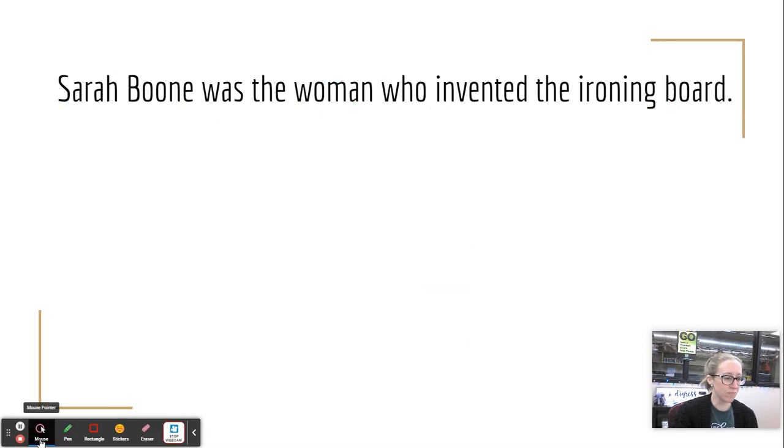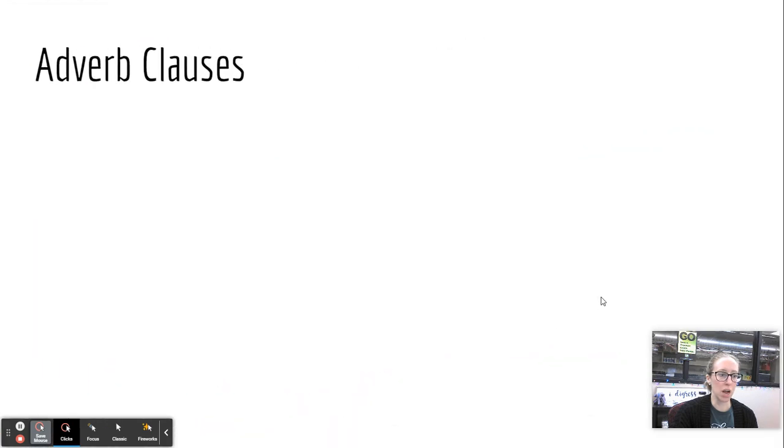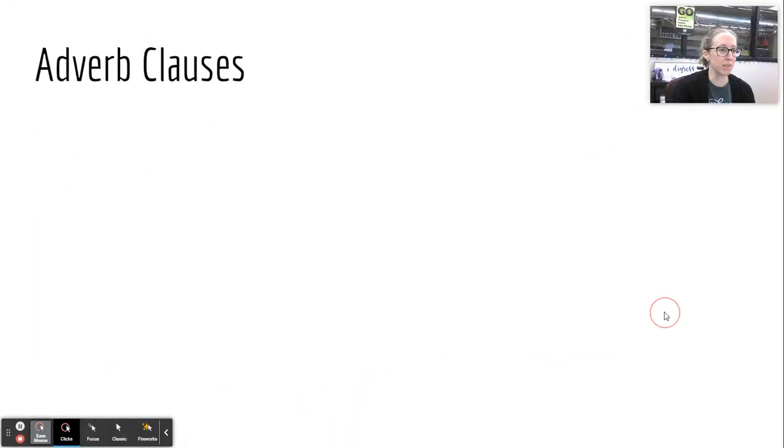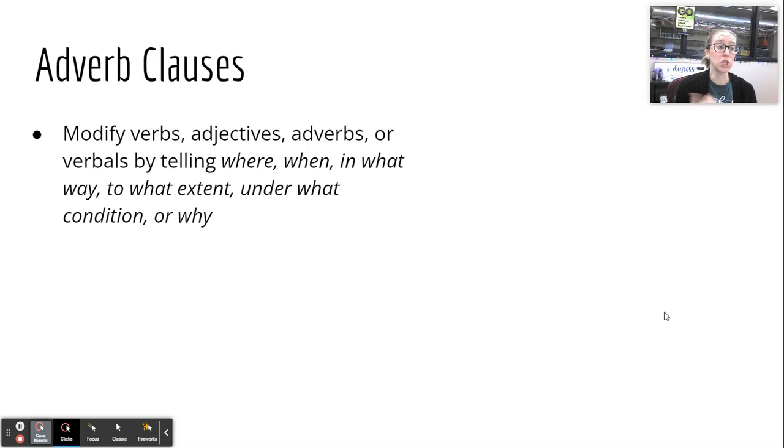All right, now we're going to move on and talk about adverb clauses. And I'm going to have to move myself again here. So adverb clauses, just like typical adverbs, are going to modify verbs, adjectives, adverbs, or verbals in your sentence by telling where, when, in what way, to what extent, under what condition, or why. These questions are really key to remember, because if you can answer one of these questions with your clause in relation to another word in the sentence, that's your indicator that you have an adverb clause that you're dealing with.